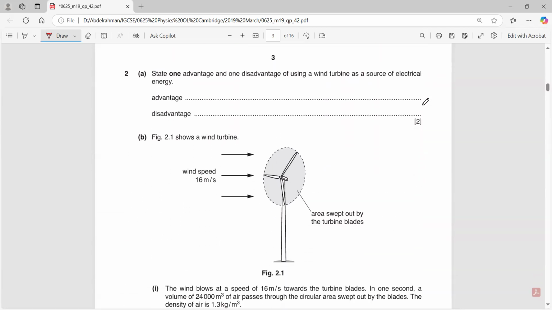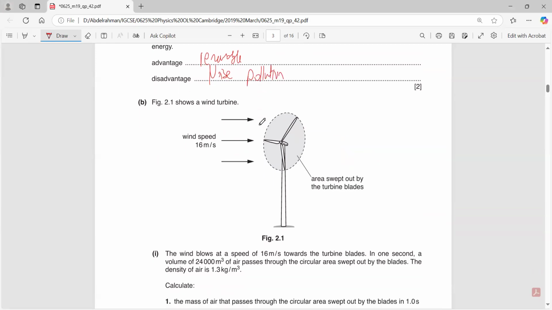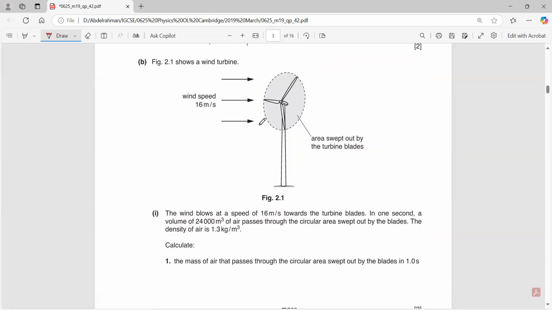State one advantage and one disadvantage of using a wind turbine as a source of electrical energy. One advantage, it is renewable. One disadvantage, you can say that it causes noise pollution.